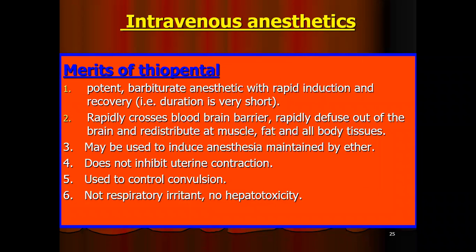tissue. The barbiturate is used to induce the anesthesia, or it is used to maintain the anesthesia by the ether. It does not inhibit uterine contraction, it is used to control convulsions also, because it is an anticonvulsive agent, it is not a respiratory irritant, and there is no hepatotoxicity. So these are the merits of the thiopental.